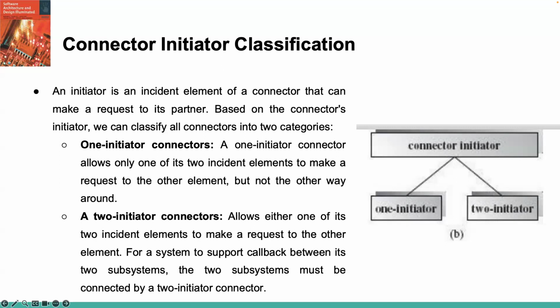A two initiator connector is like a conversation between two friends. Either friend can start talking and ask questions. There is no restriction on who can initiate the conversation. In software, both parts of the system can send requests to each other. This type of connector is essential for callback functionality, where one part can send a request and the other part can also send a request back.